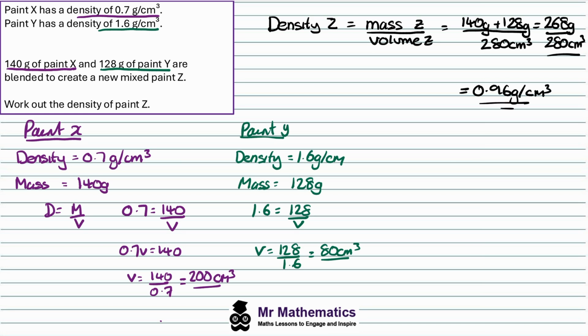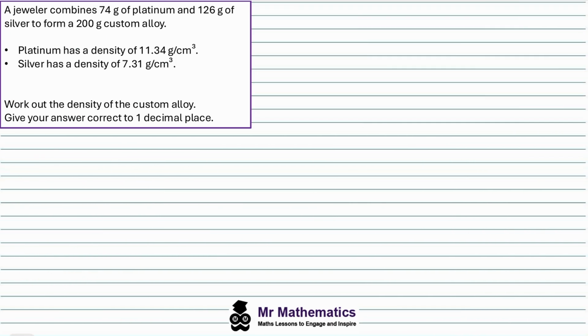So how did you get on with that? Let's try another question. So now do you want to read through this question? And we need to work out the density of a custom alloy. And this is made by combining platinum with silver. You can pause the video and come back when you're ready.